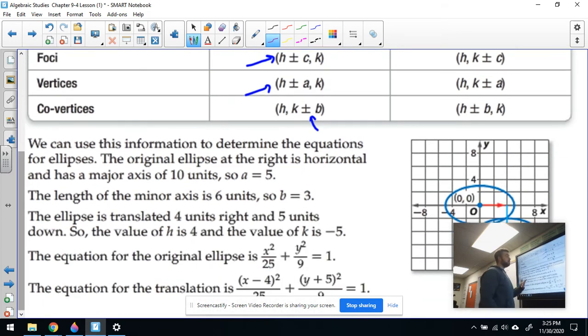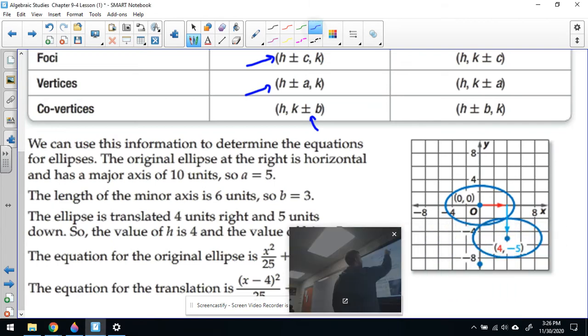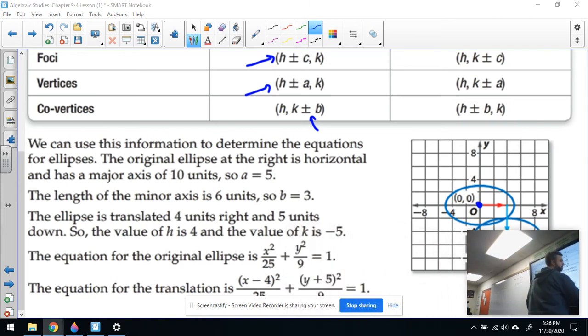All right, so we have an example here on the bottom that we can look at. Instead of being centered at 0, 0, we now have a center at 4, -5, but we notice that the whole ellipse just changes location. It doesn't change the length of the major axis or minor axis, or the distance from the center to the foci. The only thing it changes is where it's located, right? And we can use that to our advantage.